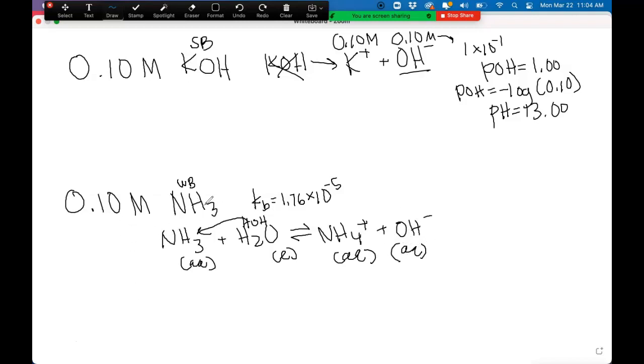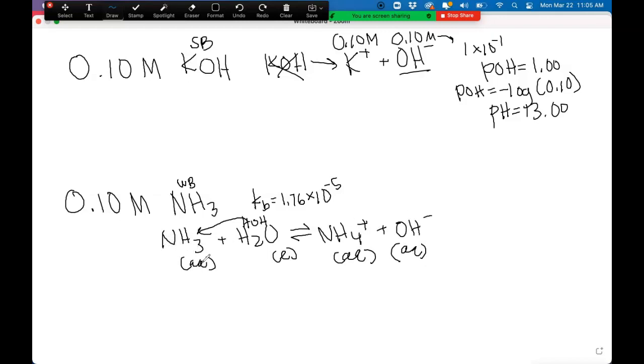So, step 1, identify major species. Step 2, write out the equation. Now, this isn't a reaction. This is just an equation for a weak base at equilibrium with its ions. Okay? This is not a chemical reaction. This is just a weak base sitting in a container.